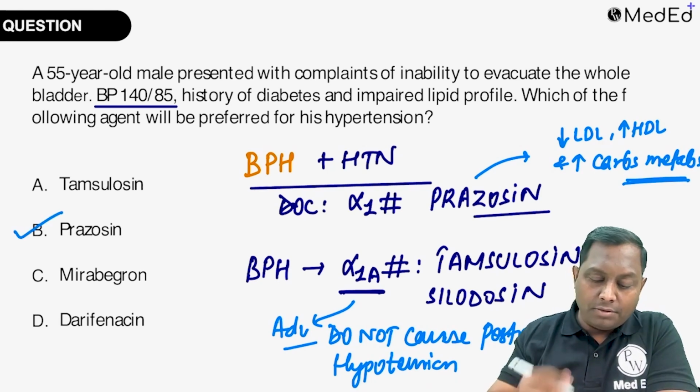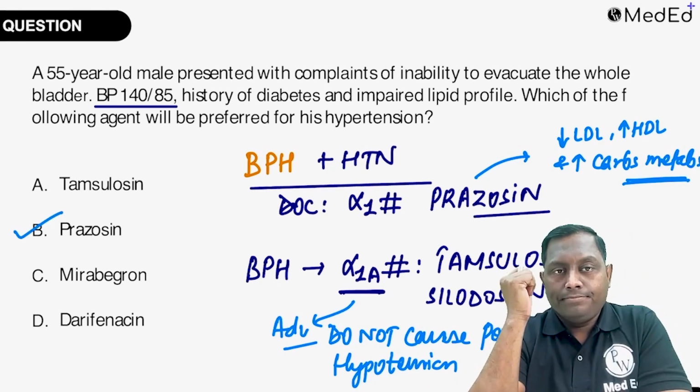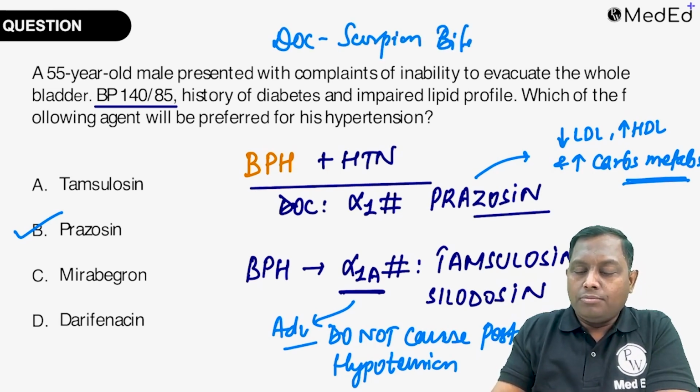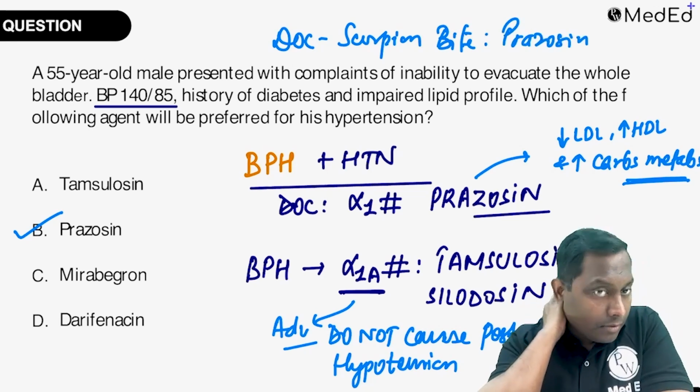So the correct answer for this one is going to be prazosin. It is also considered a drug of choice in a patient with scorpion bite, which was asked in a recent examination. In that also, again, prazosin or any of the alpha-1 blockers can be used.